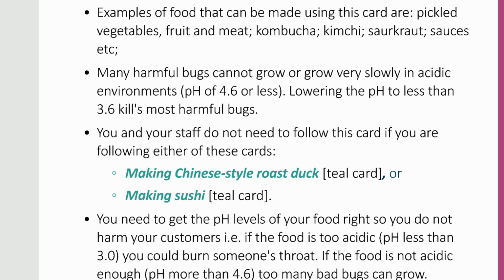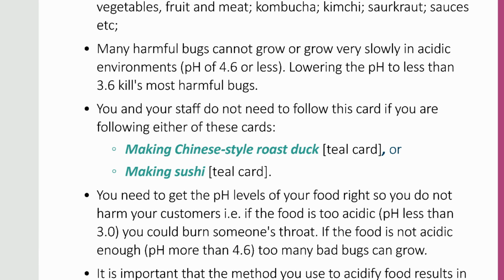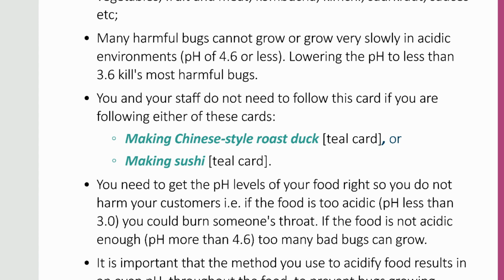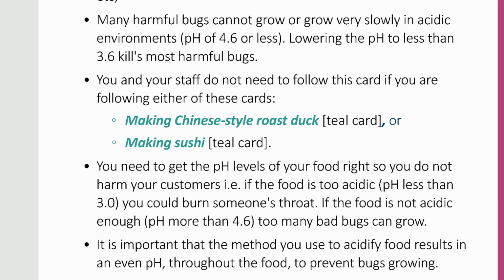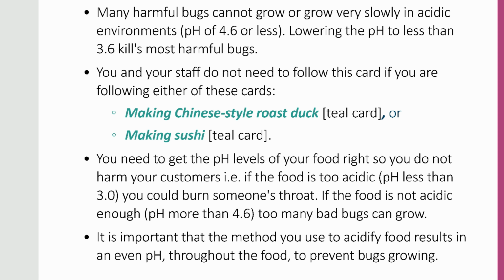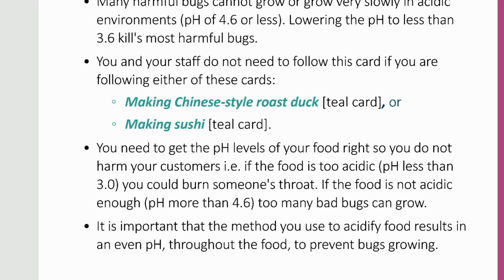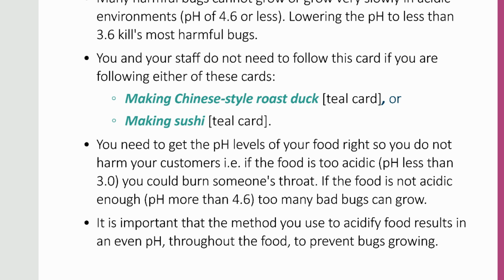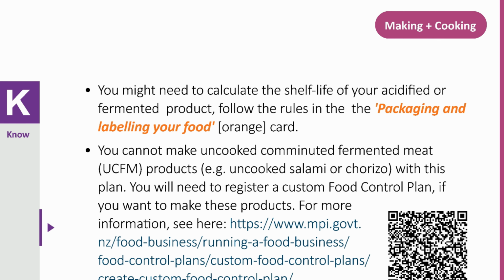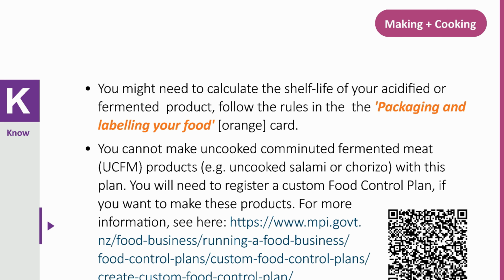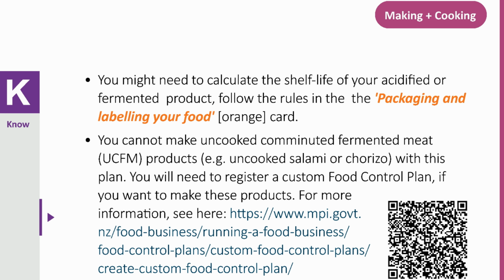You need to get the pH levels of your food right so you do not harm your customers. That is, if the food is too acidic, pH less than 3.0, you could burn someone's throat. If the food is not acidic enough, pH more than 4.6, too many bad bugs can grow. It is important that the method you use to acidify food results in an even pH throughout the food to prevent bugs growing. You might need to calculate the shelf life of your acidified or fermented product. Follow the rules in the packaging and labeling your food card.